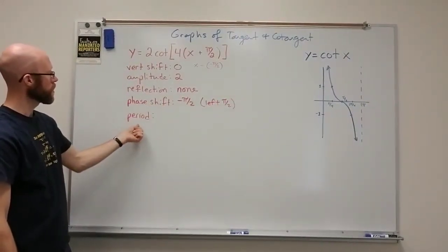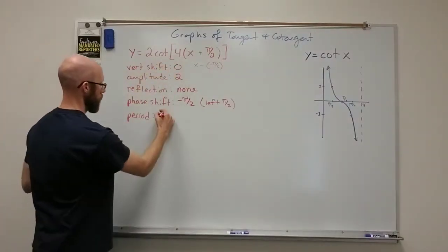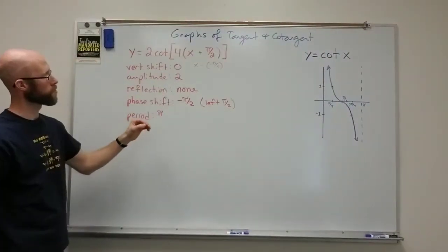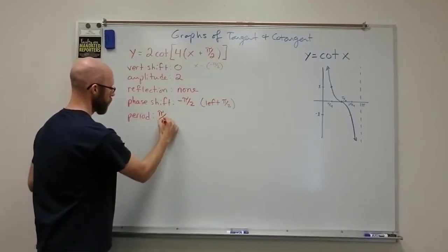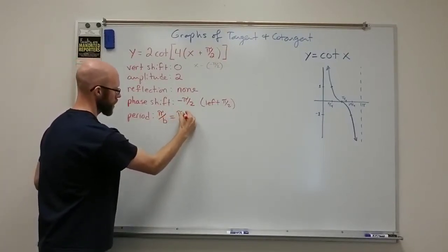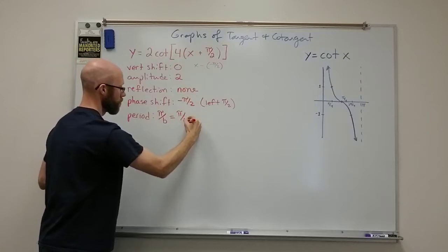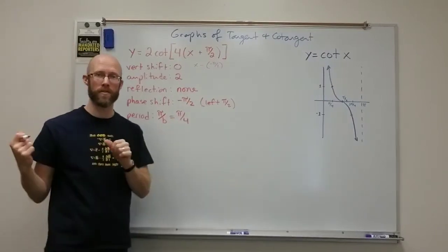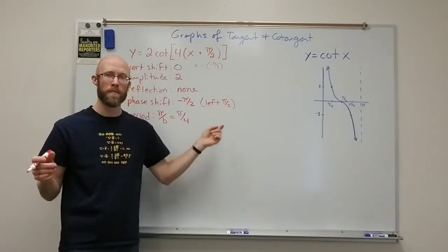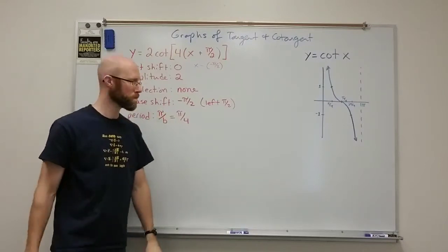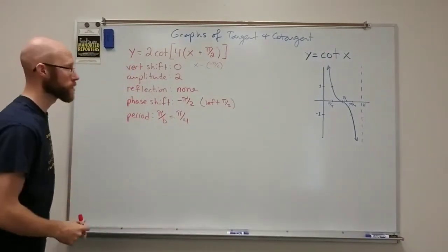The period is going to be, remember, for both the tangent and the cotangent, pi over b, which in our case is pi over 4. Okay, so it's going to be a left shift of pi over 2, and then a period of pi over 4. So now I need my 5 key points.